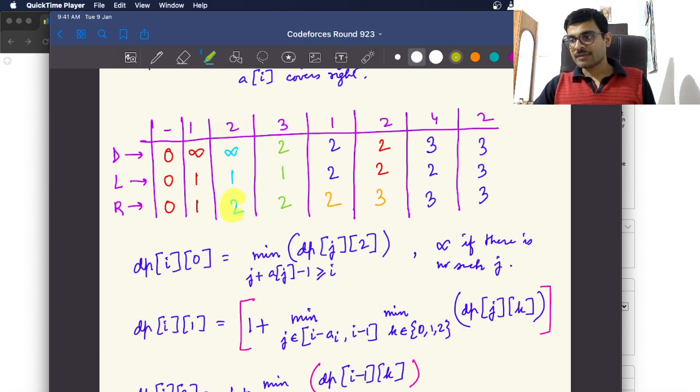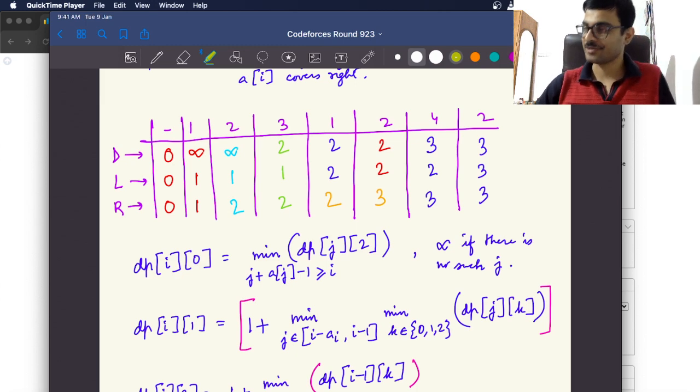And for the right, I will say, okay, take the minimum value from here and add 1 to it. So 1 plus 1 is 2. Don't do infinity plus 1. So it's the minimum plus 1, right? And so on. This is how all my values are formed.